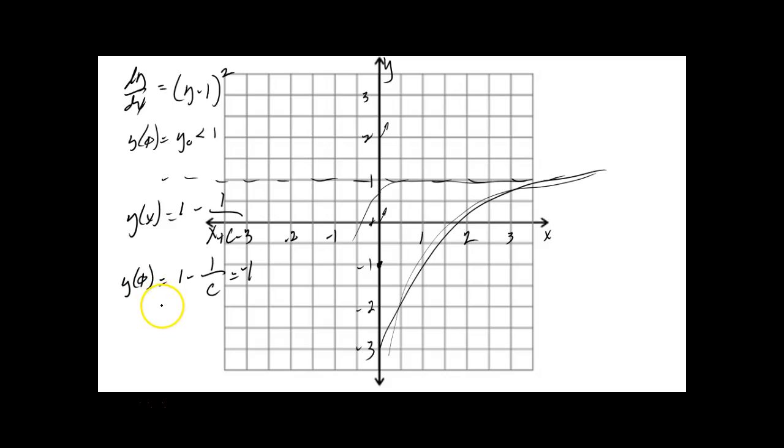Let's solve for c. Let's add 1 to both sides and add 1 over c to both sides. Okay, so that gives us 2 is equal to 1 over c. So c is equal to 1 over 2. c is equal to 1/2. Okay, multiply both sides by c and divide by 2. c is equal to 1/2. So now I kind of hate.